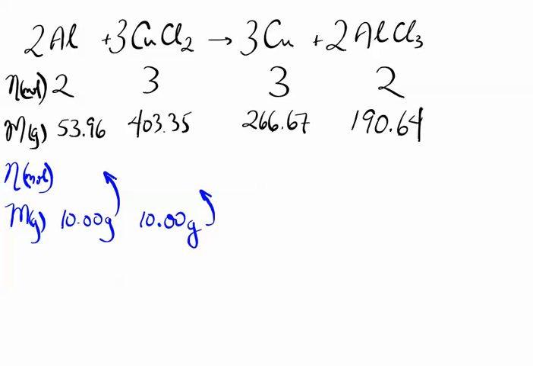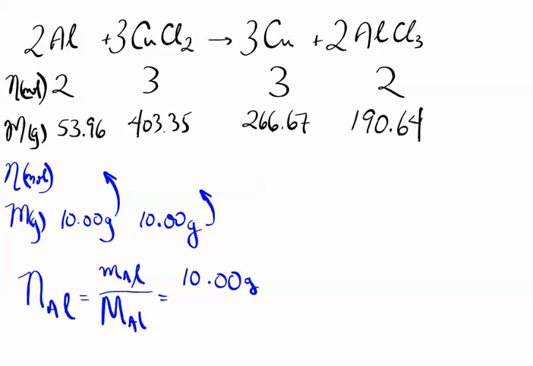Now the magic triangle. If I want to figure out my n of aluminum, using my magic triangle, that's the mass of aluminum divided by the molar mass of aluminum. And so that's going to be equal to 10.00 grams divided by 26.98154 grams per mole. And one thing I liked when he plugged and chugged, cross out your units, and we're left with moles, and what do we get?